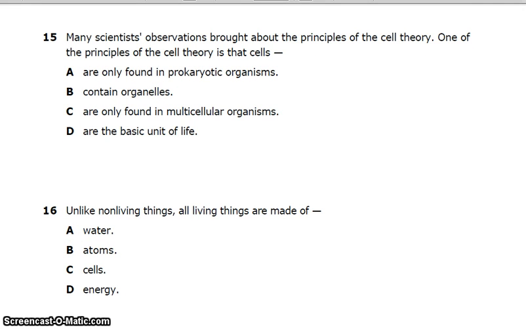Question 15. Many scientists' observations brought about the principles of the cell theory. One of the principles of the cell theory is that cells are only found in prokaryotic organisms, contain organelles, are only found in multicellular organisms, are the basic unit of life.